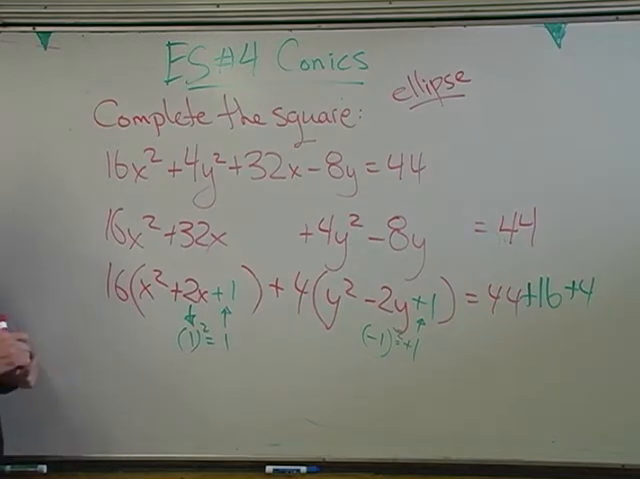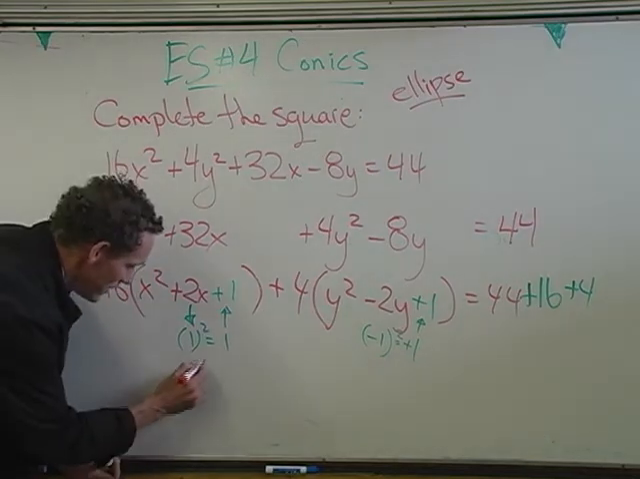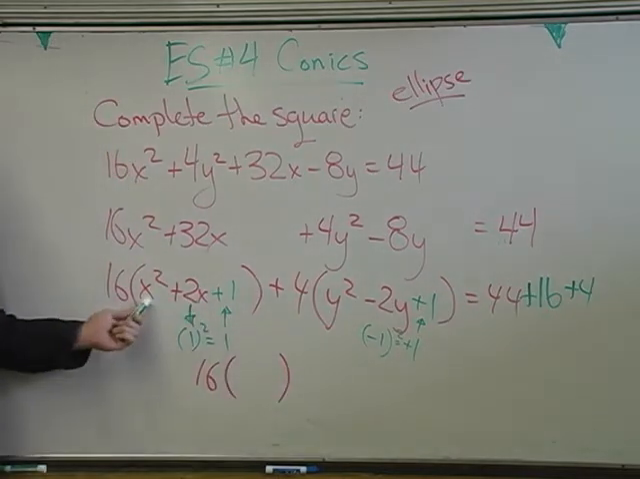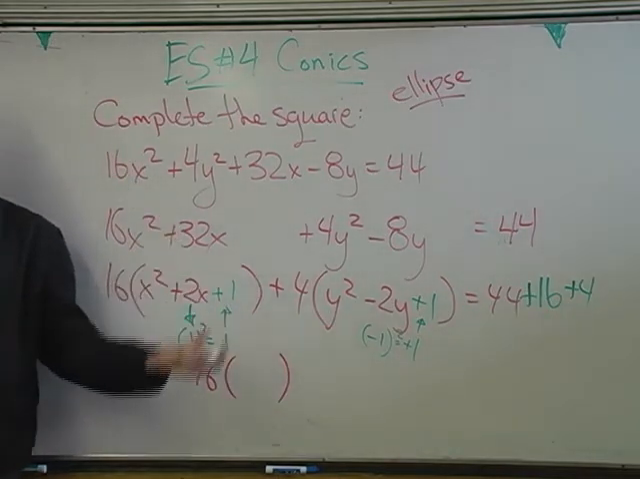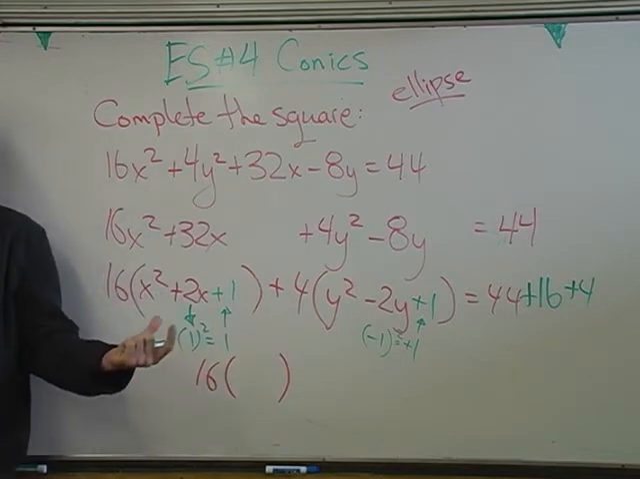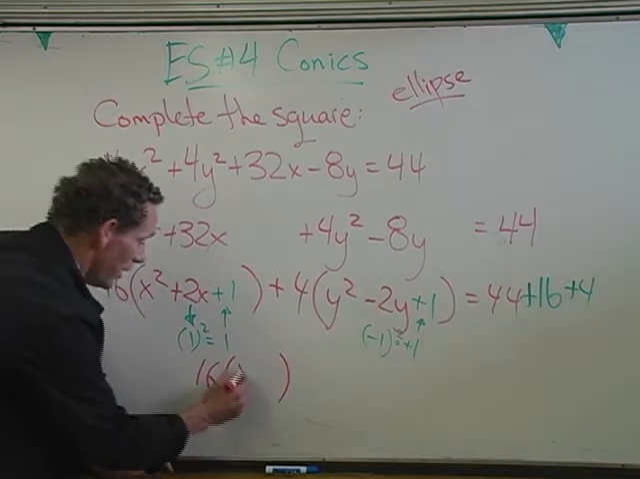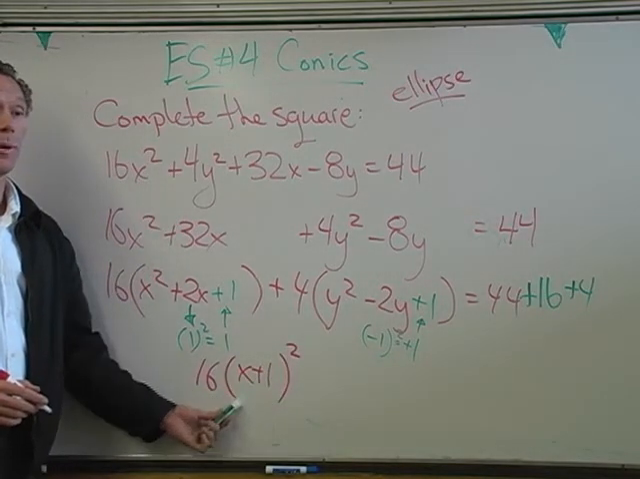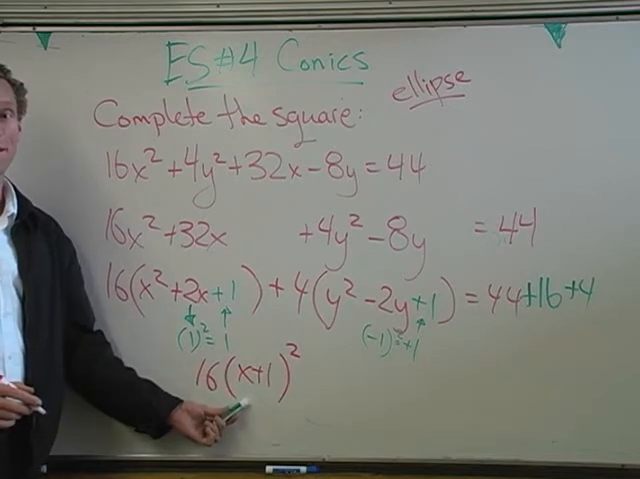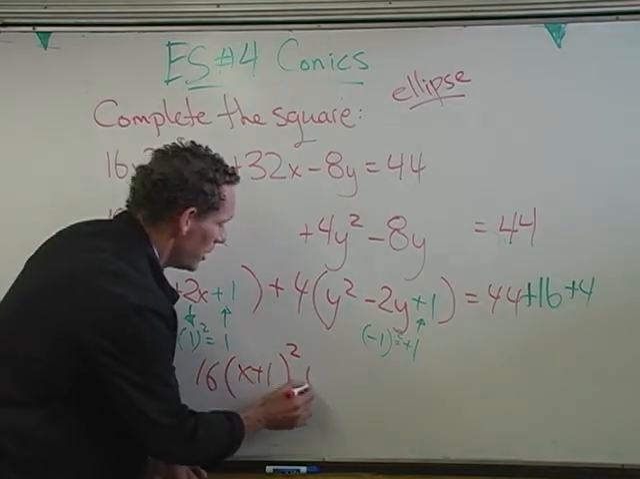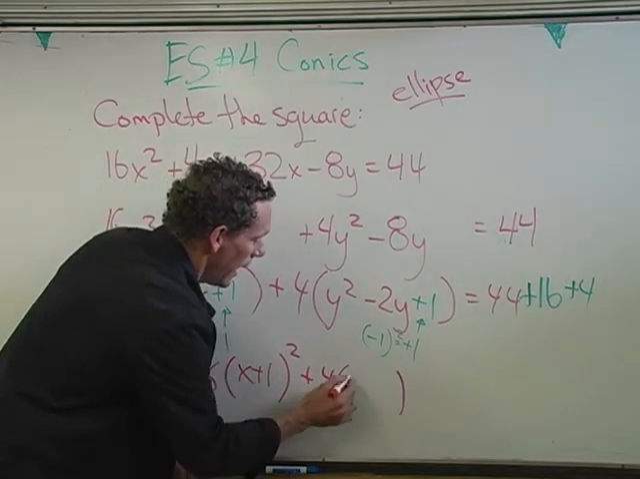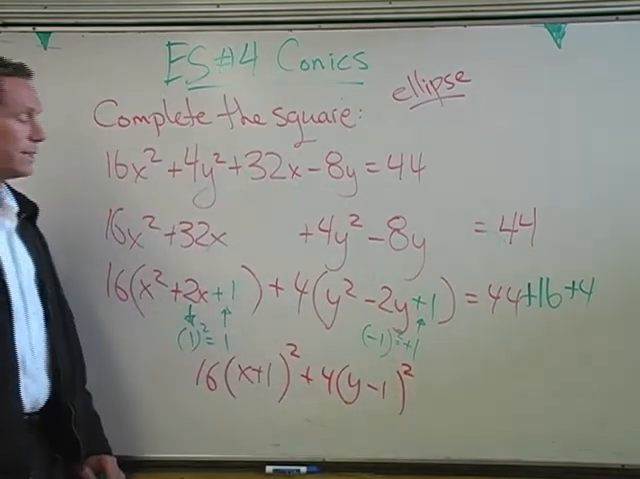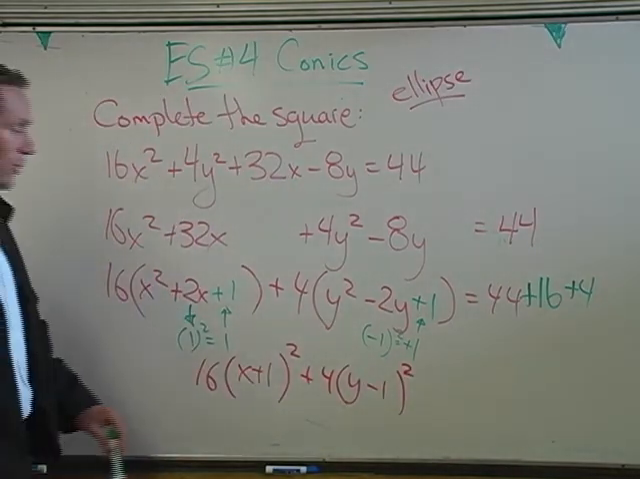Okay, so we have now 16 times, and we're going to do this all in one step. When we factor the x squared plus 2x plus 1, we can write it as x plus 1 quantity squared. Good. So this is looking like where we'll find the x coordinate of the center. Plus 4 times y minus 1 quantity squared. And on the right, it looks like we have 64.